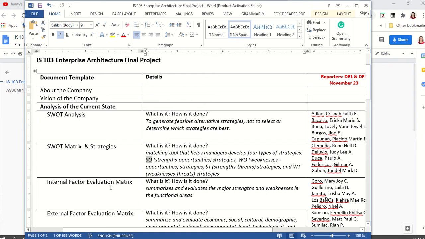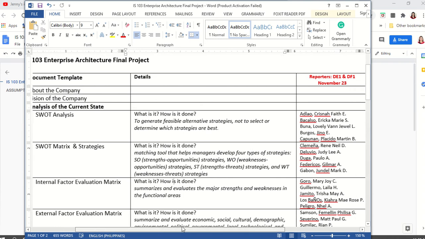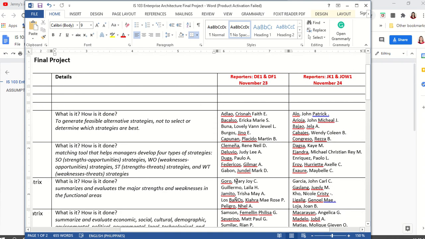So, for the internal factors, again, as a reporter, you will discuss what is there and how to make the matrix. It summarizes and evaluates the major strengths and weaknesses in the functional areas. That is what they will report: Miss Mary Joy and Mr. Garcia for the other section.